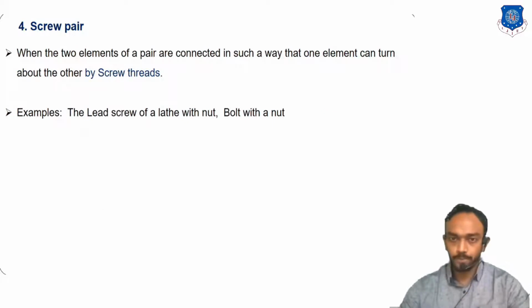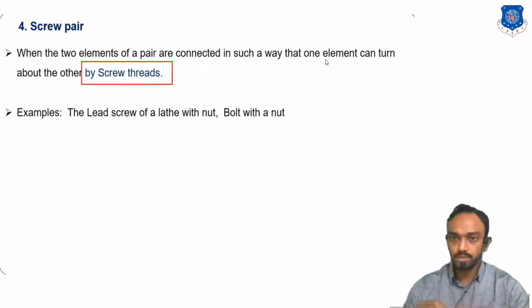It is a screw pair. Two elements of a pair are connected in such a way that one element can turn with respect to the other by the screw thread. Means there is a necessary element, the screw thread, okay. It is a turning, but in a screw where there is a thread, it can turn, and there is a linear motion, rotary motion plus there is a linear motion also.